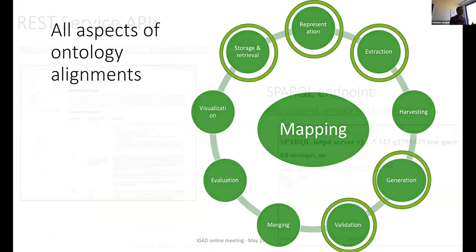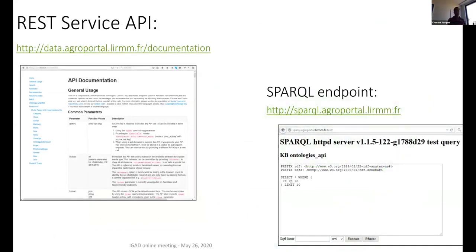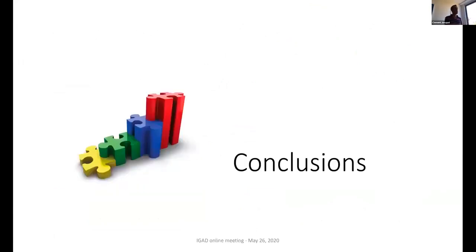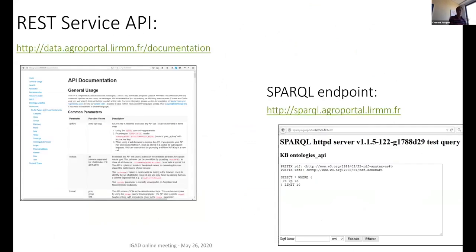Finally, I want to insist that everything is accessible through an API and a SPARQL endpoint. This is very important for us: facilitating the use of ontologies through API and through SPARQL endpoint. So if you drop your ontology in AgroPortal, an hour later, when it is parsed, you have a SPARQL endpoint for that ontology.